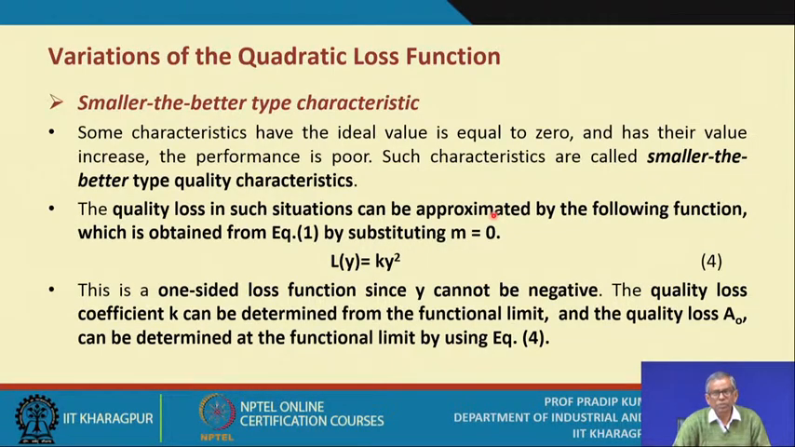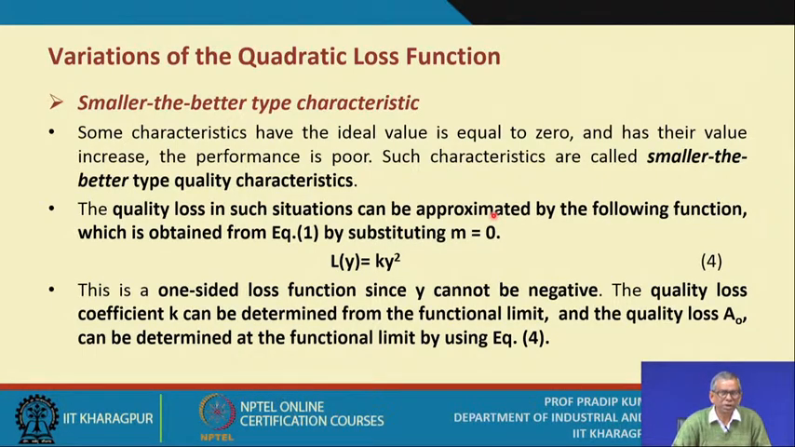First one is the target is best, or the nominal is the best. That is the first type. What is the second one? The second one is the smaller the better type characteristics. And what is the third one? The third one is the larger the better type characteristics.